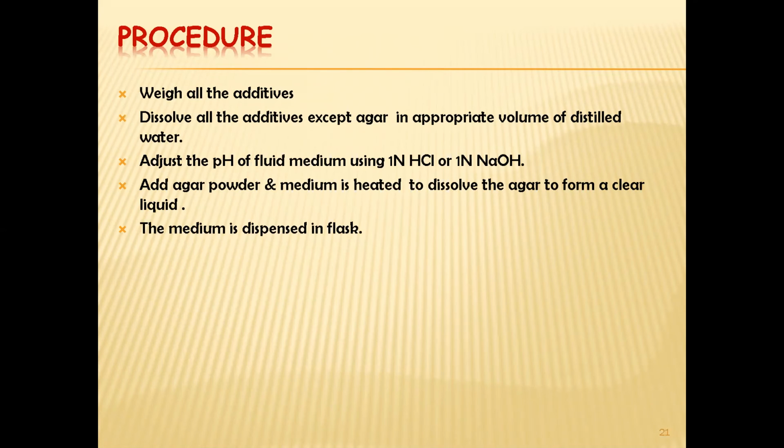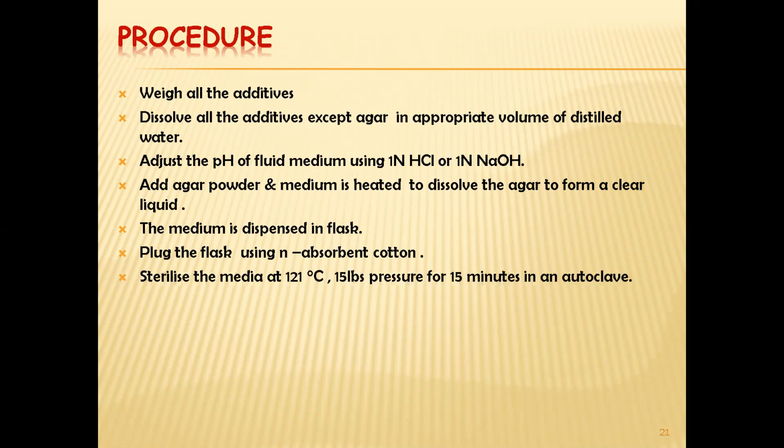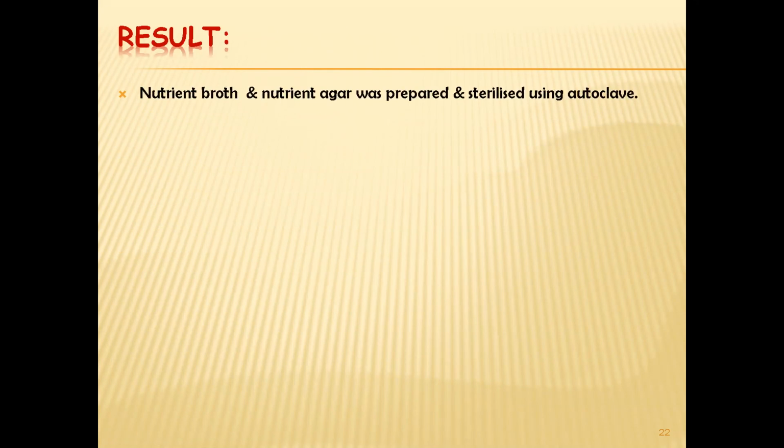And the medium is dispensed in a flask. Plug the flask using non-absorbent cotton and sterilize the media at 121 degrees Celsius, 15 pounds per square inch pressure for 15 minutes in an autoclave. So the result is nutrient broth and nutrient agar were prepared and sterilized using an autoclave.